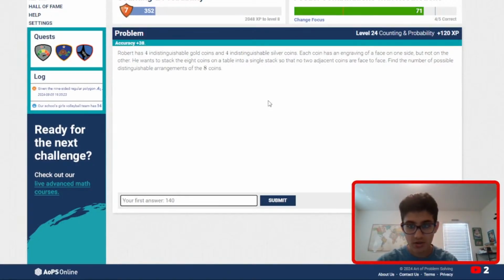No two adjacent coins are face to face. If no two adjacent coins are face to face, the first one is facing up, second one is facing up. That other one can't face on. So they have to be like that. Find the number of possible distinguishable arrangements of the 8 coins. Okay.